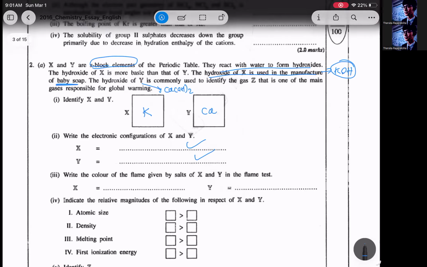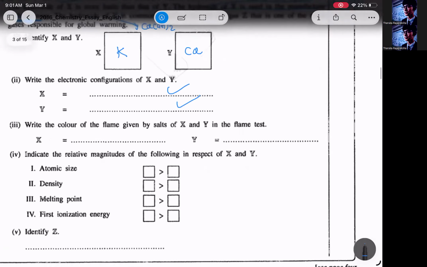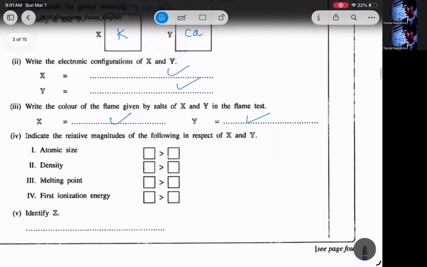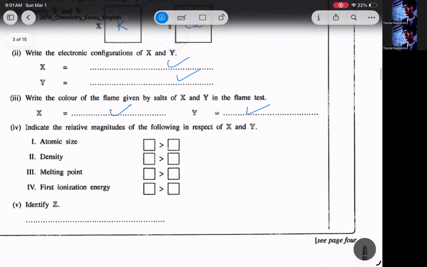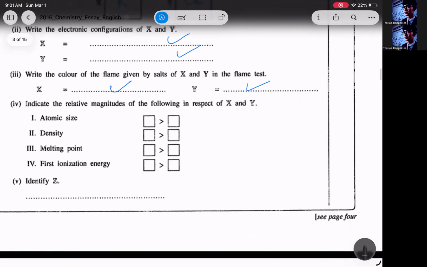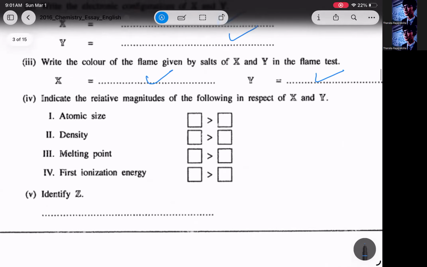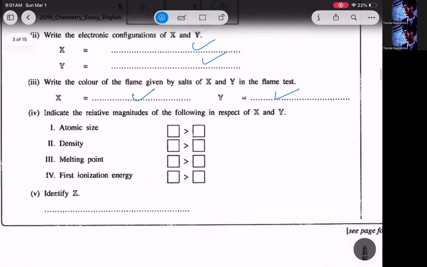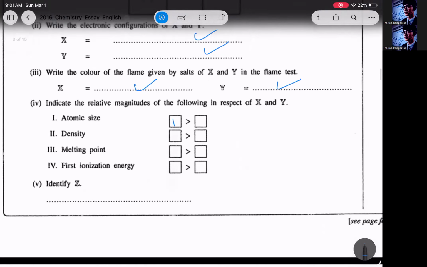Electronic configuration you can write, and the color of the flame test given by X and Y, that one also you can write with normal knowledge. That's easy to understand. You can check the note and then write. Then indicate the relative atomic magnitudes of the following in respect to X and Y. So atomic size of potassium is larger than calcium.